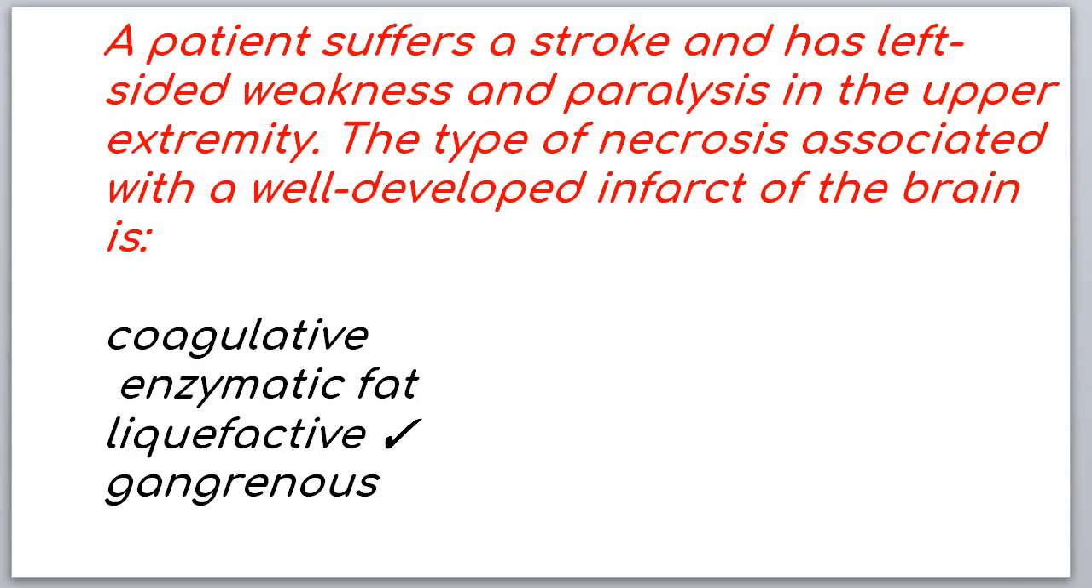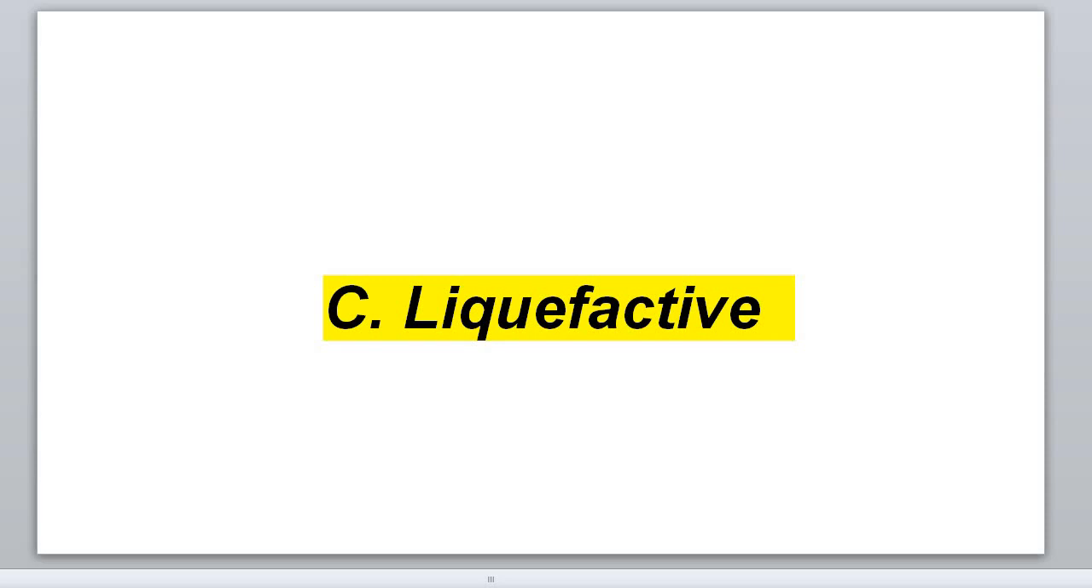A patient suffers a stroke and has left-sided weakness and paralysis in the upper extremity. The type of necrosis associated with a well-developed infarct of the brain is: option A, coagulative; option B, enzymatic fat; option C, liquefactive; option D, gangrenous. Option C, liquefactive, is the correct option.